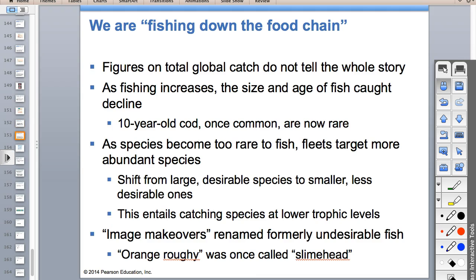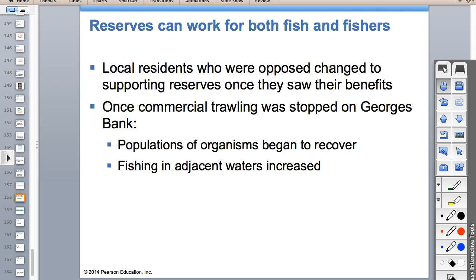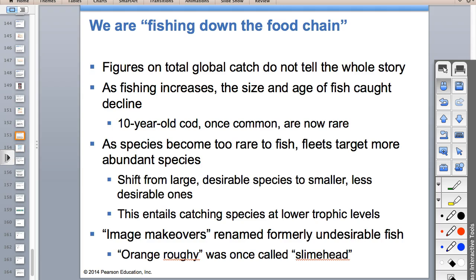We're fishing down the food chain. Let me show you what fishing down the food chain looks like. I feel like I don't have a picture. I'll draw you a picture. It's very important. So fishing down the food chain.